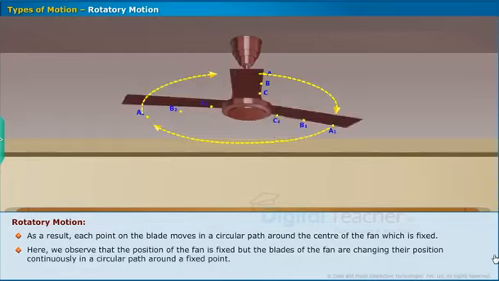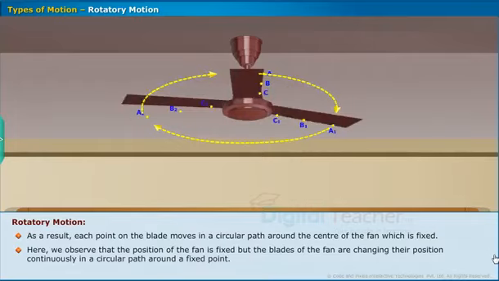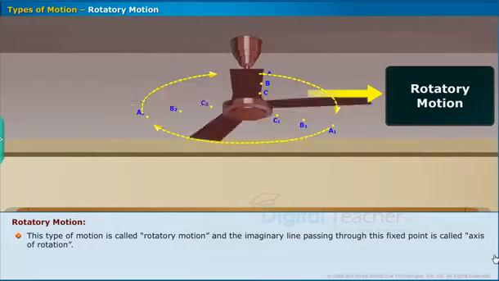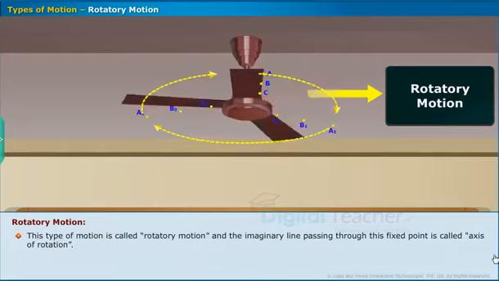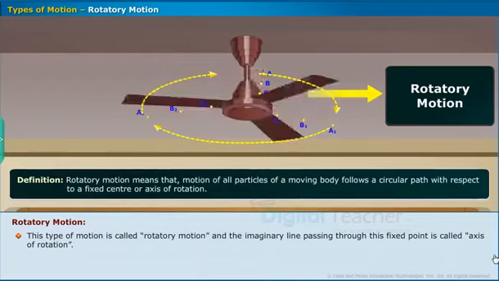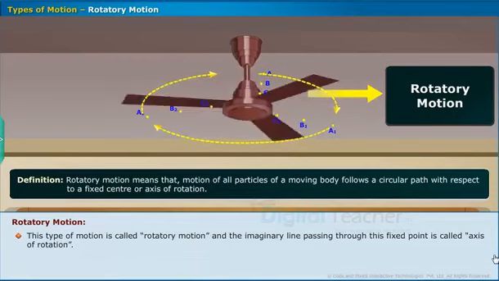Here, we observe that the position of the fan is fixed, but the blades of the fan are changing their position continuously in a circular path around a fixed point. This type of motion is called rotatory motion, and the imaginary line passing through this fixed point is called axis of rotation. Definition. Rotatory motion means that motion of all particles of a moving body follows a circular path with respect to a fixed center or axis of rotation.